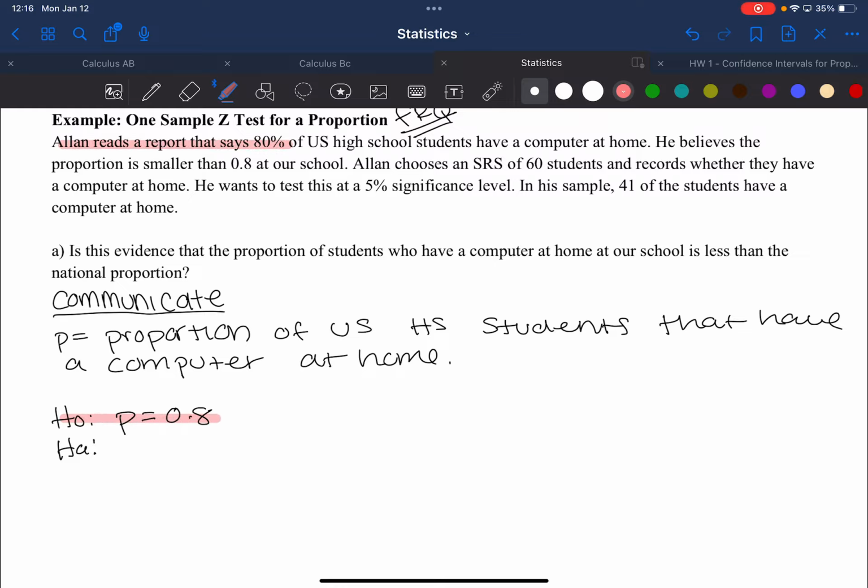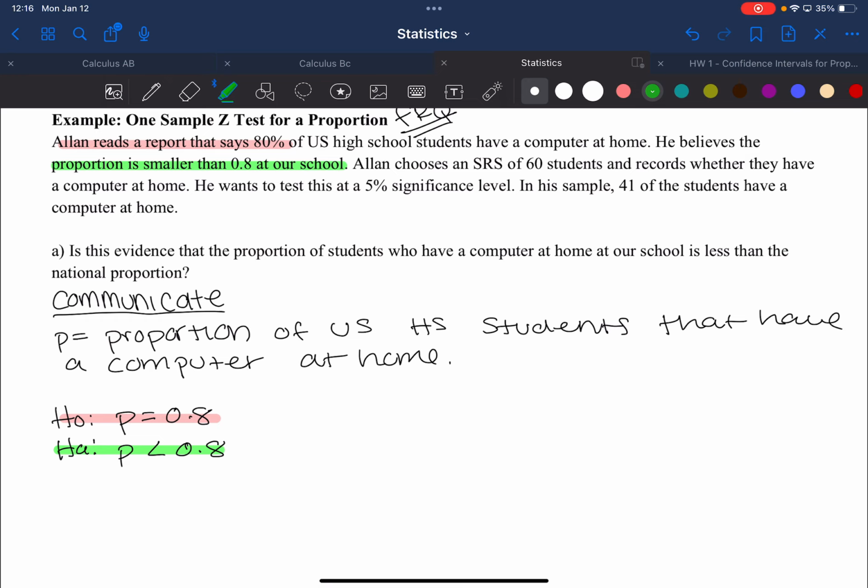Okay, that's this part. I'm going to color code. Okay, the alternative is not what Alan found, but it's what Alan thinks. And what does Alan think? Less than. So this is where we do P is less than 0.8. And that's where this part would come in. The proportion is smaller. That's what he thinks. Okay, the original claim is found in something. In this case, it's a report. Okay, the alternative is what Alan thinks, his own opinion. And we're trying to prove or disprove his opinion. Okay, so that's the next part.